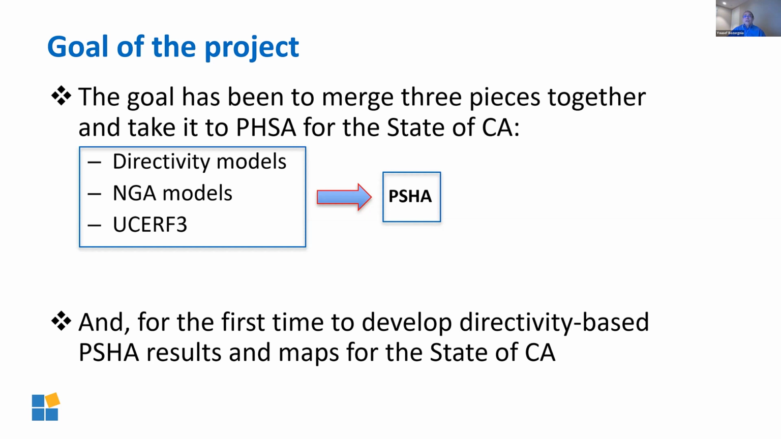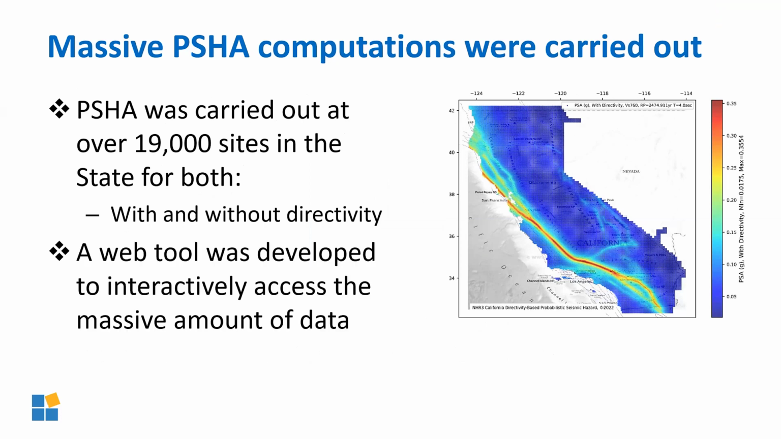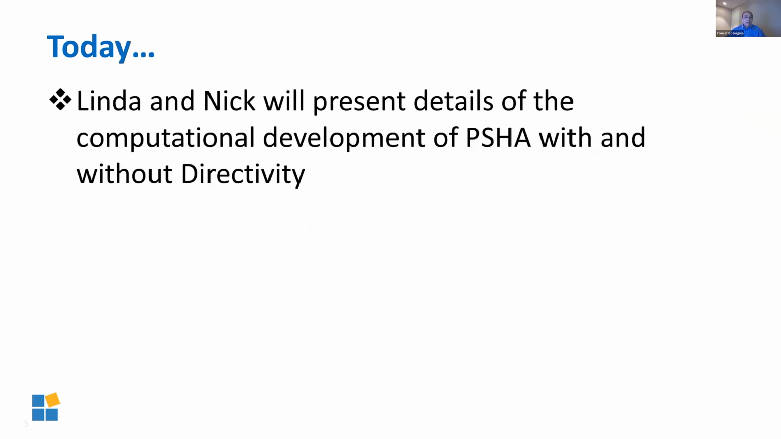There were massive PSHA computations for this task. More than 19,000 sites were used to compute PSHA with and without directivity, as you will see. And then a web tool was developed to interactively access the massive data and maps.